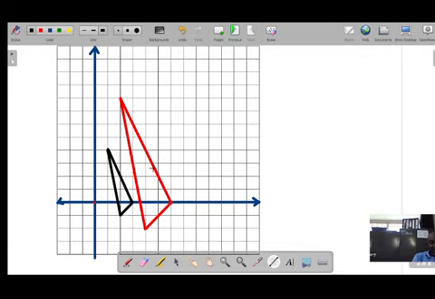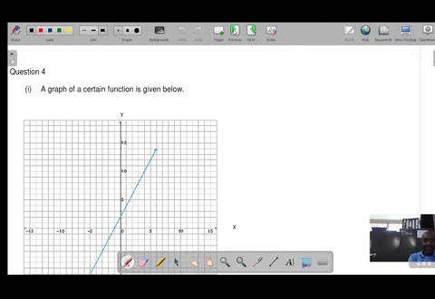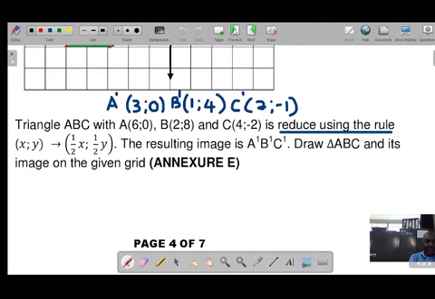So this is my object which was reduced to give me the image, which is this one here. I hope we are together. Don't forget to put the y and then x-axis, because that's very important. This one is our y-axis, this is our x-axis. Also label the coordinates A, B, and C, and then A prime, B prime, and C prime. Let us proceed, guys. I hope you understand this.